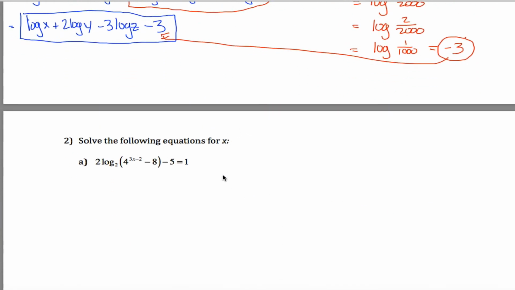Okay, solve the following equations for x. So now I have equations, not just expressions. So I'm not trying to simplify, I'm trying to solve for x. I want to isolate the x. There's only one x in this expression, so I can get it all by itself.